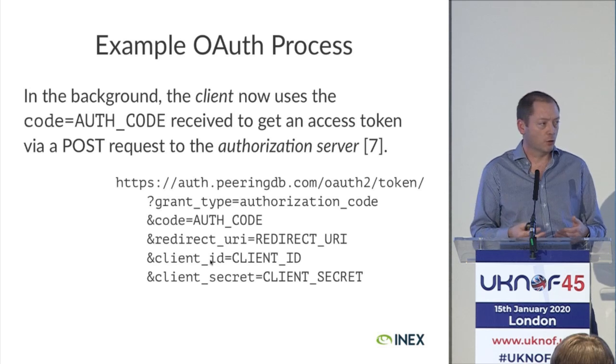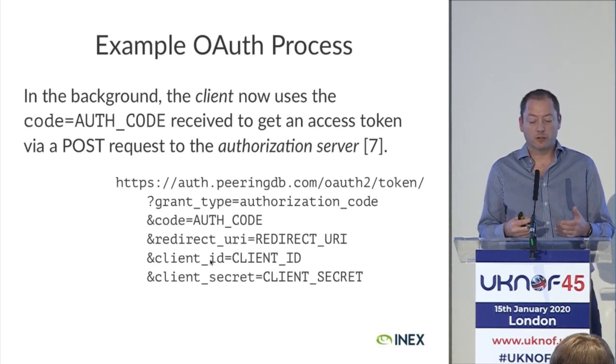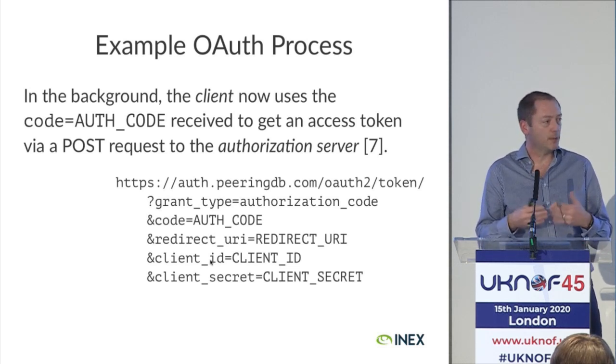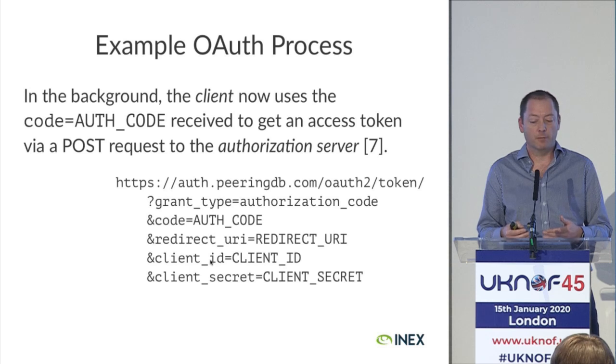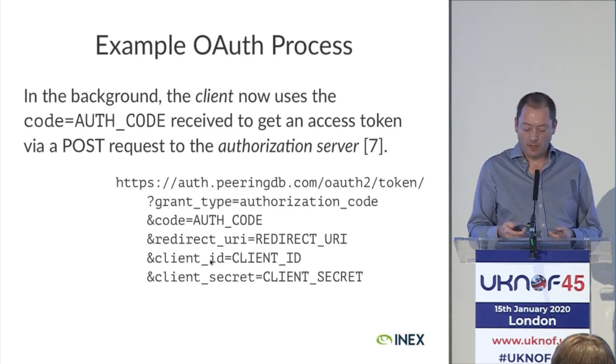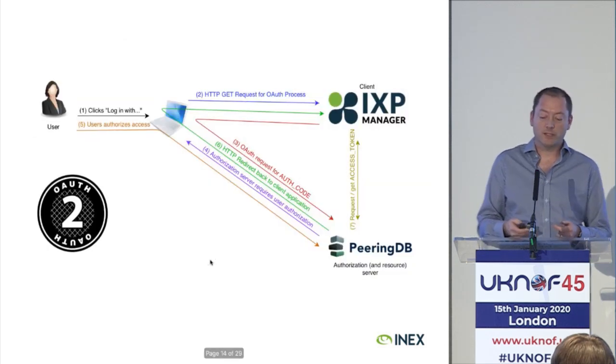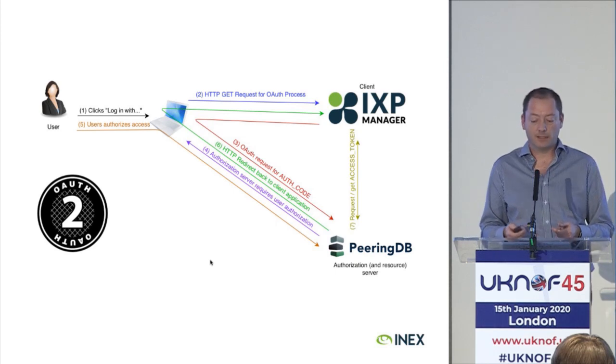We send in the redirect URL again, just as a security measure. We give the client ID, which the user has seen as well through the browser. And then we give something that no one knows except IXP Manager and PeeringDB, which is the client's secret. And with that, what we do is we request directly from PeeringDB an access token.